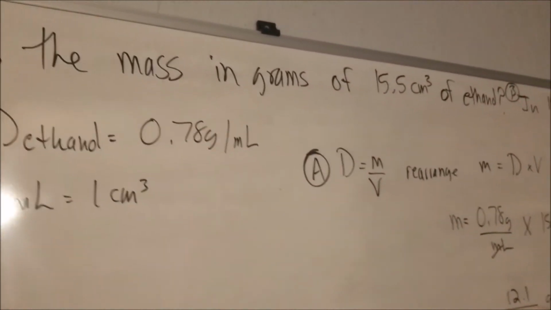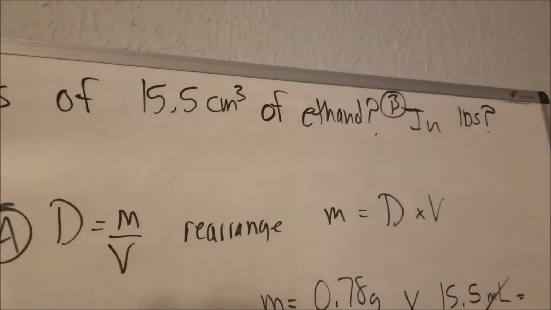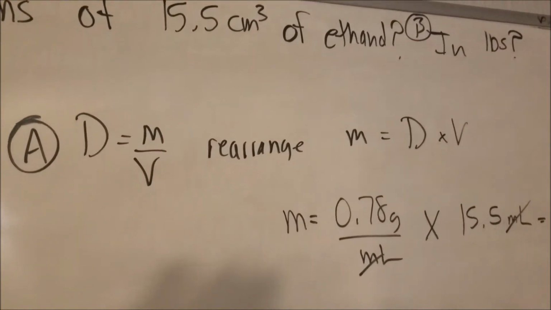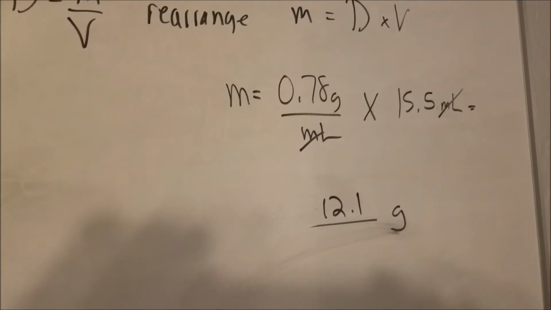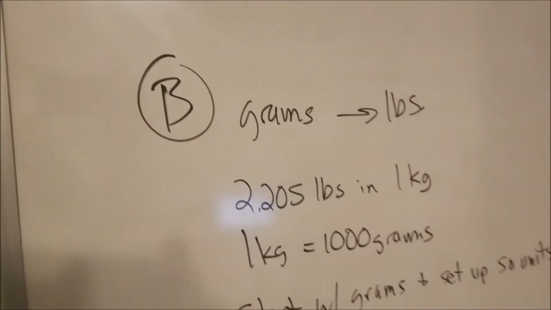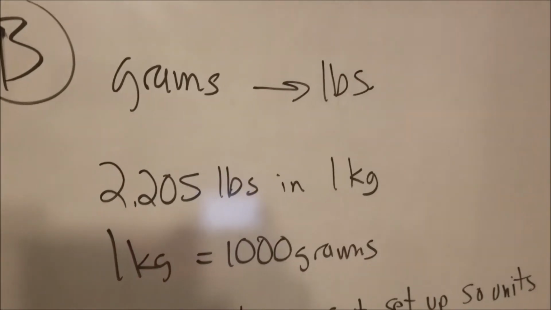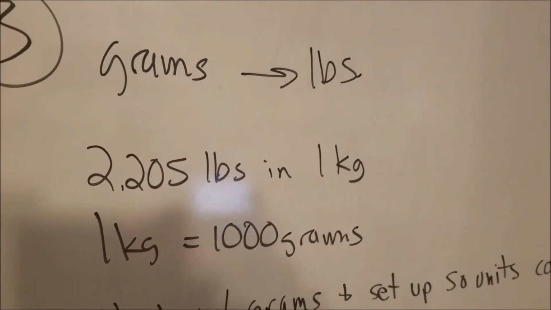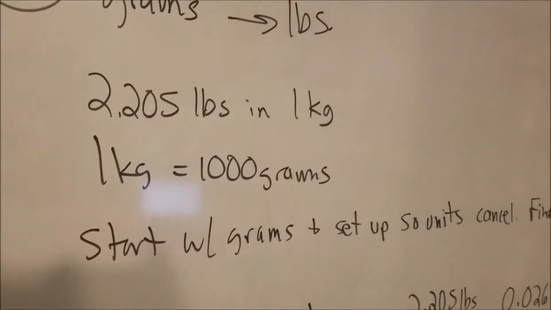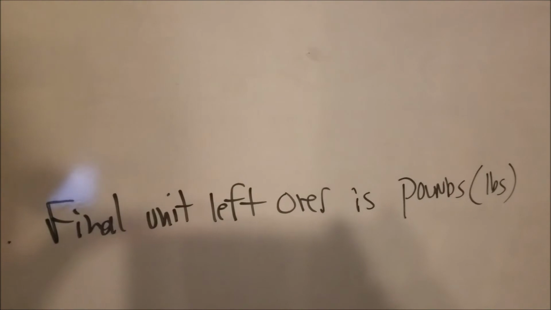So now we know D equals M over V. We are given the density, we're given the volume, and we can now calculate the mass by multiplying density times volume to get a mass of 12.1 grams. For the second part, what we'll need to do is convert grams to pounds. We're going to use these two conversion factors right here, 2.205 pounds equals 1 kilogram, and 1 kilogram equals 1,000 grams. We're going to start with 12.1, and we're going to set up the problem so that the units cancel and our final unit left over is pounds.